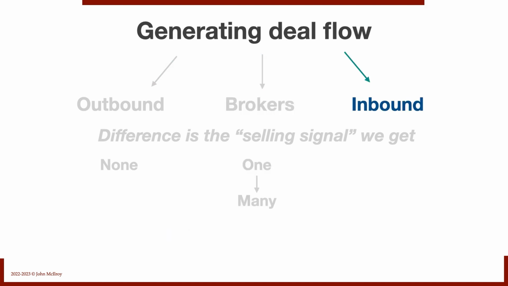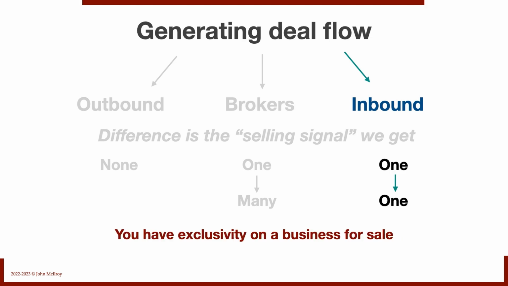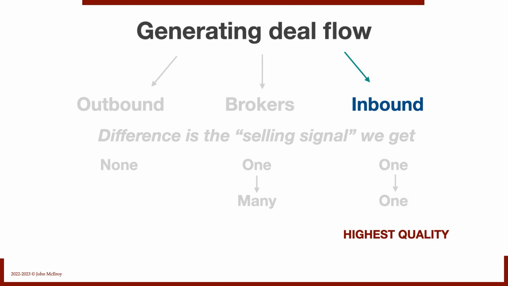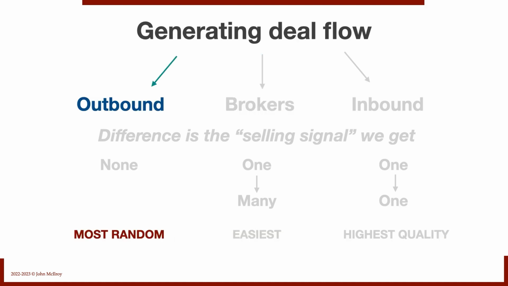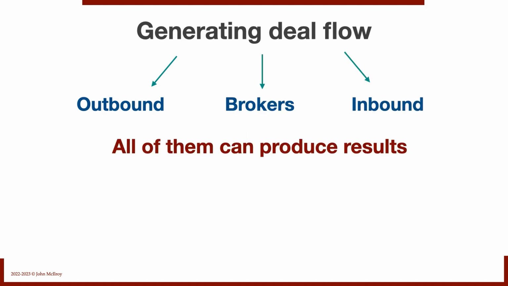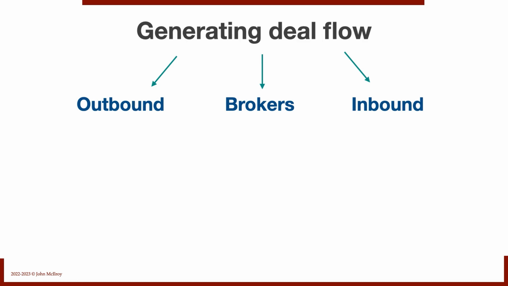If we're taking a look at inbound, we also get a selling signal, but this time it's one-to-one, which is nice because now we have exclusivity on a business for sale. That's where we want to be. I'd say inbound has the highest quality leads, brokers are the easiest leads to get, and outbound is the most random. We can run hot and cold for sure when it comes to outbound, but all of them can produce results. All are worth pursuing. So we have 3 sources of generating deal flow.